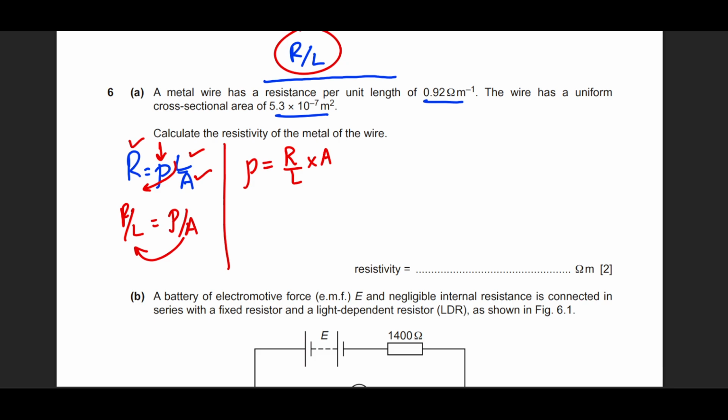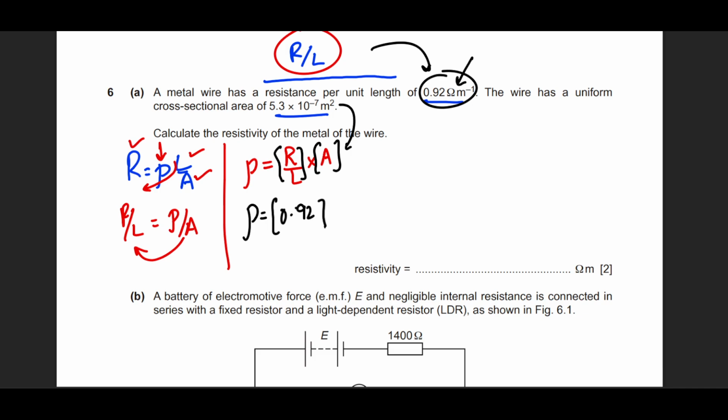Do we have their values individually? So this is R over L, given to me as 0.92, with the unit as well. The cross-sectional area is also given to me over here. So rho equals simply 0.92 multiplied by 5.3 into 10 to the power minus 7. Rho comes out as 4.876 with the power of minus 7. So this will be 4.9 into 10 raised to the power minus 7.